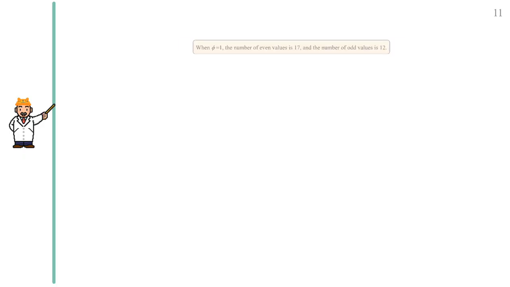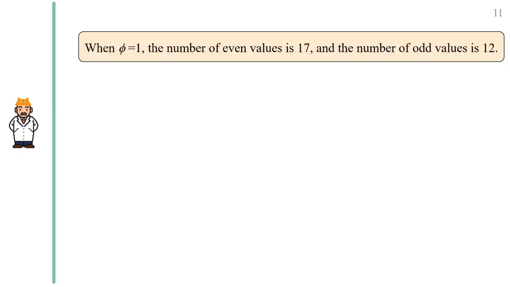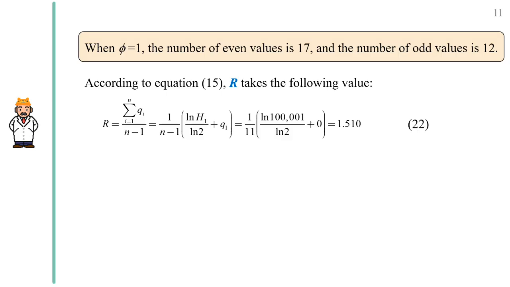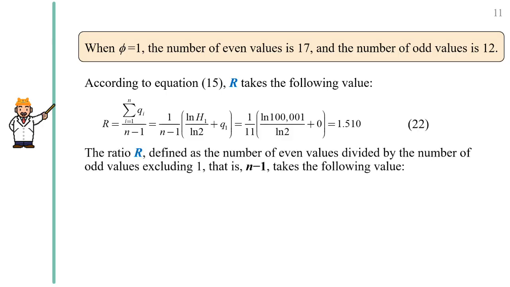Next, when phi equals 1, the number of even values is 17 and the number of odd values is 12. According to equation 15, R takes the following value. The ratio R, defined as the number of even values divided by the number of odd values excluding 1, that is, n minus 1, takes the following value. These values also agree well.